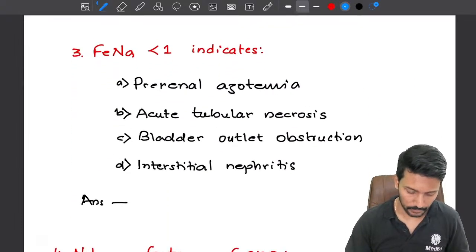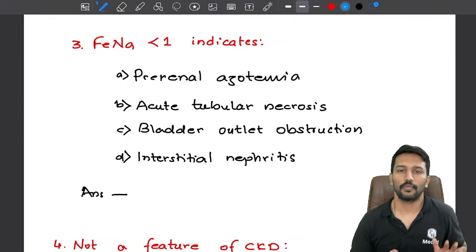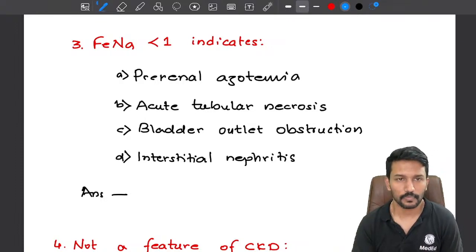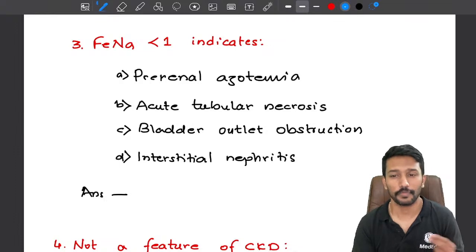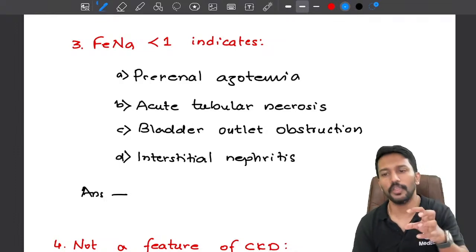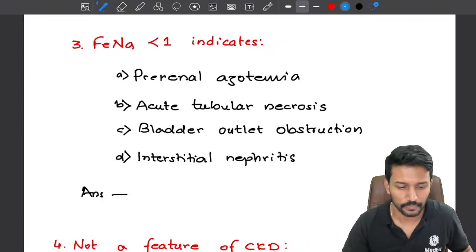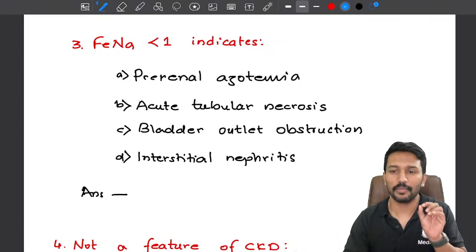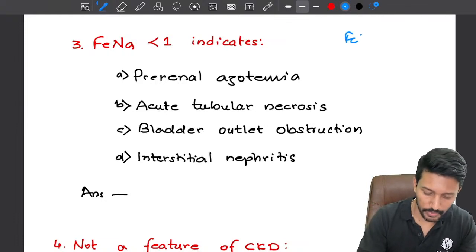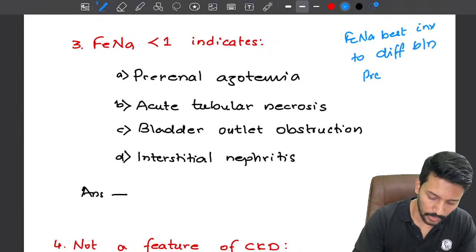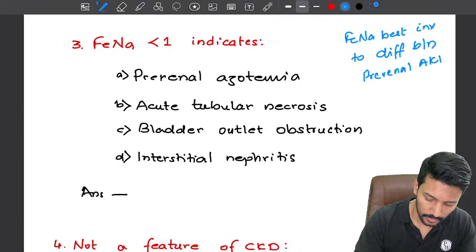Okay. Third question. FeNa less than 1 indicates. This question has appeared at least 5 times in the FMGE. FeNa is the fractional excretion of sodium. From the glomerular filtrate, how much percentage of sodium is lost in urine and how much is reabsorbed? So remember, FeNa is the best investigation to differentiate between pre-renal AKI and acute tubular necrosis, right?